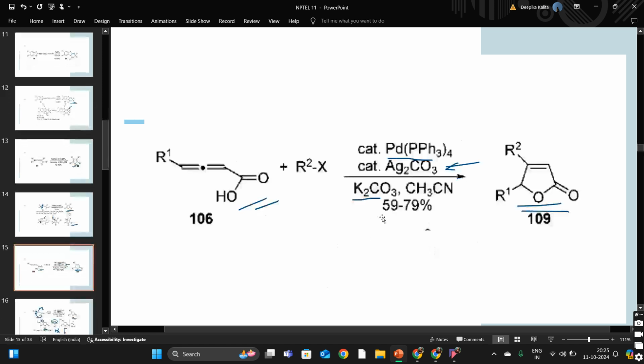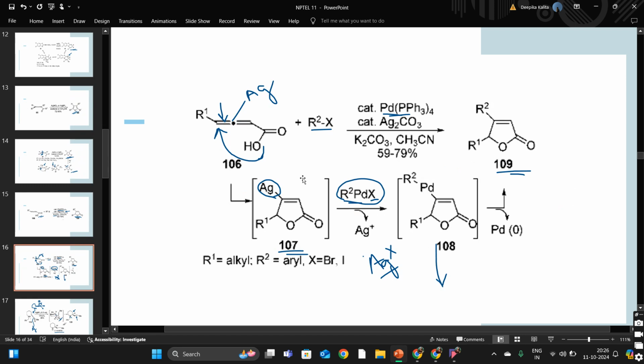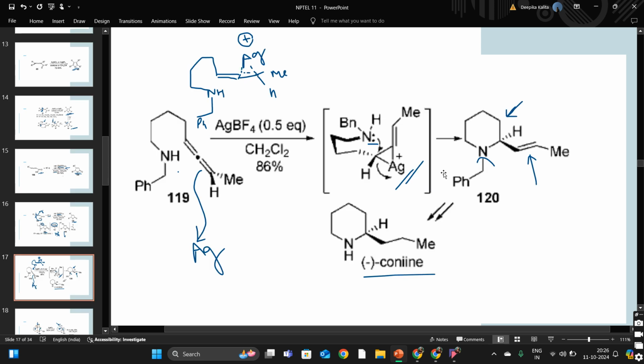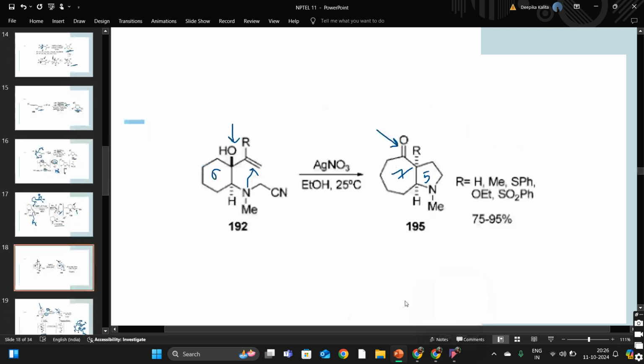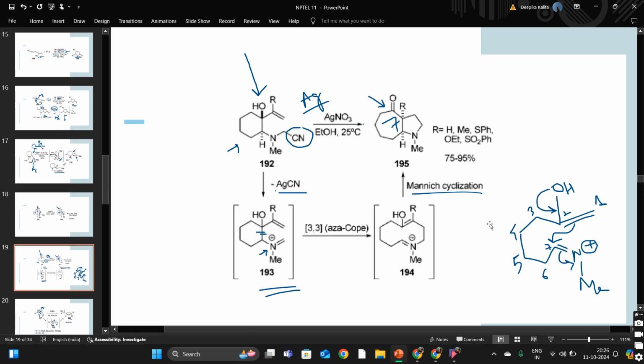Okay. Then another example we came across for the nucleophilic attack of oxygen on allene, where we saw that palladium catalyst was also used, which involved the replacement of the silver metal by the palladium metal, and at the end reductive elimination. Then we also studied hydroamination of this nitrogen atom to allenes, okay, for the synthesis of biologically active natural product conine. And then we saw the reaction where this six member ring was converted into a product which is containing fused 7 5 rings and catalyzed by silver nitrate. Okay, and we discussed the reaction mechanism, which involves 3,3 sigmatropic rearrangement and also Mannich cyclization at the end.